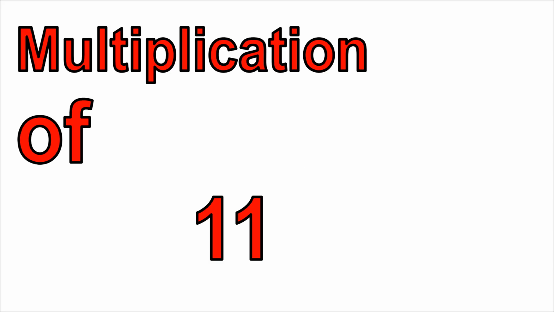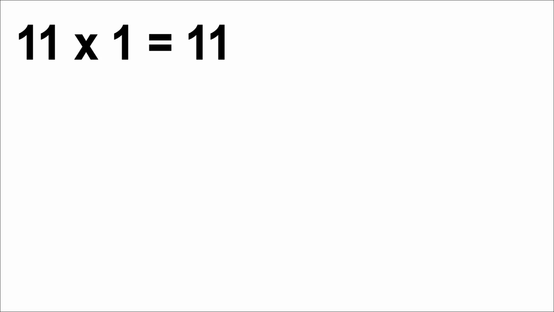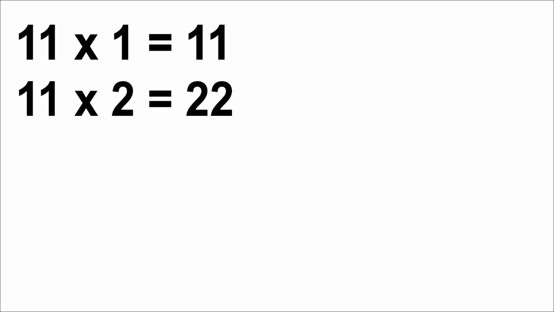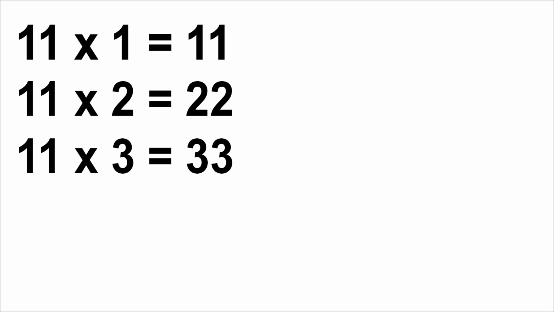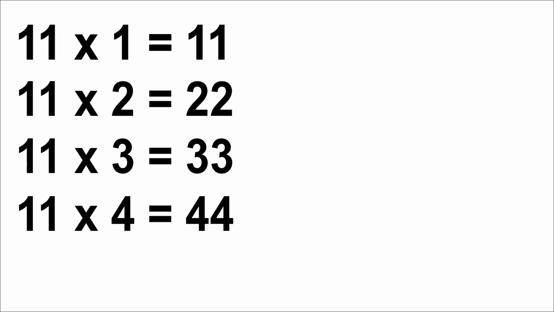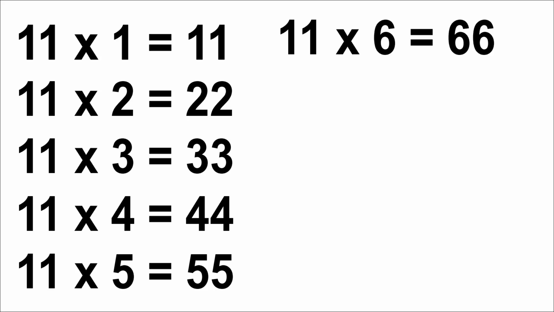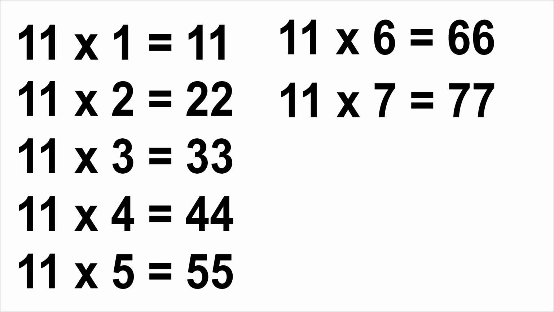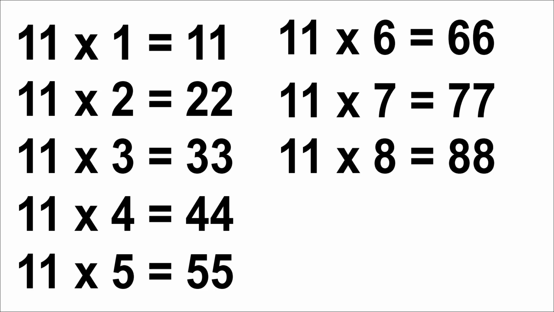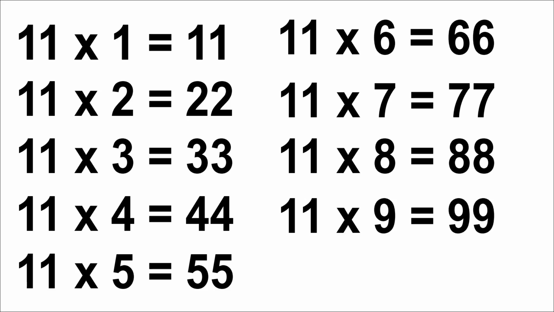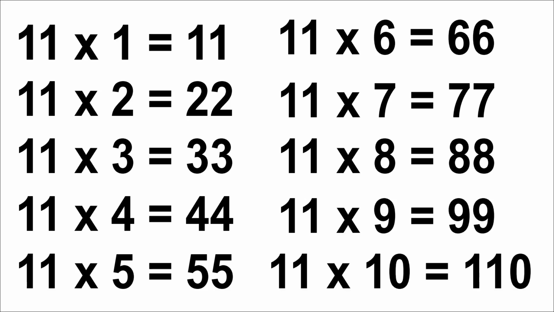Multiplication of 11. 11 times 1 is 11. 11 times 2 is 22. 11 times 3 is 33. 11 times 4 is 44. 11 times 5 is 55. 11 times 6 is 66. 11 times 7 is 77. 11 times 8 is 88. 11 times 9 is 99. 11 times 10 is 110.